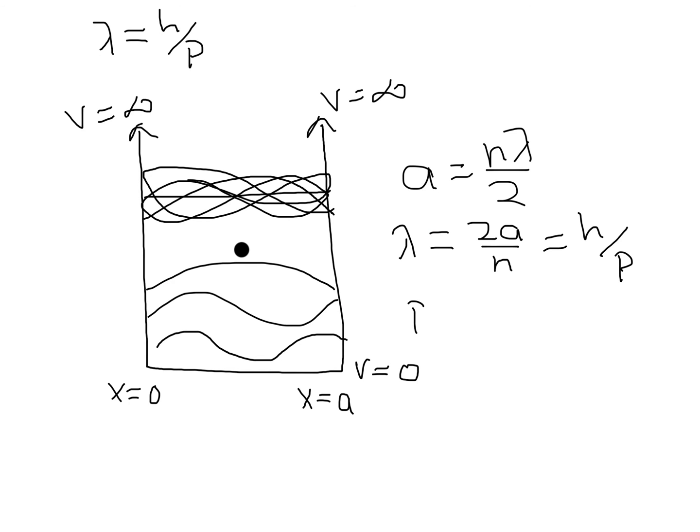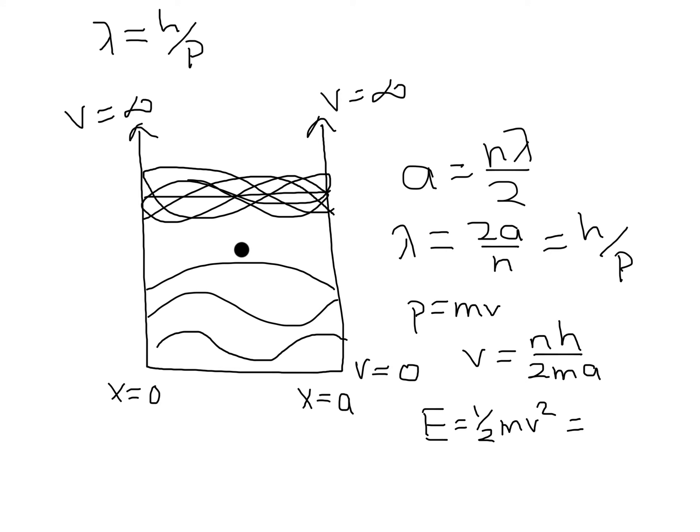Since the momentum is equal to the mass of the particle times its velocity, we can solve for the velocity, which will equal n times Planck's constant divided by 2 times the mass of the particle times the size of the box. The energy of the particle is all kinetic energy, and so it equals 1/2 mv squared. And therefore, the energy of the particle is equal to n squared h squared over 8ma squared, and the energy depends on the quantum number n. So only certain energies are possible because only certain values of n, 1, 2, 3, and so forth, are possible.